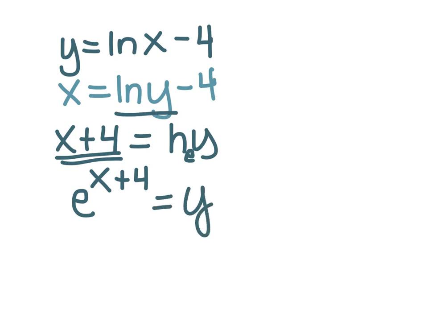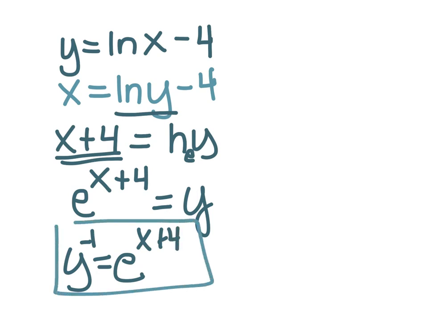equals y. So our inverse, y to the negative 1 power equals e to the x plus 4. This time our plus 4 is up in the exponent, whereas in the last problem it was down outside of the exponent. So make sure you're paying attention to whether we have parentheses or not. You always want to isolate the logarithm before you find the inverse.